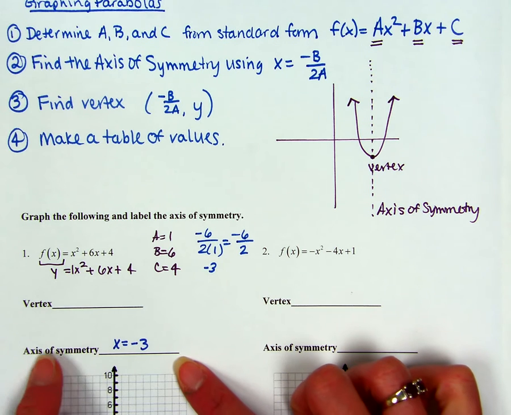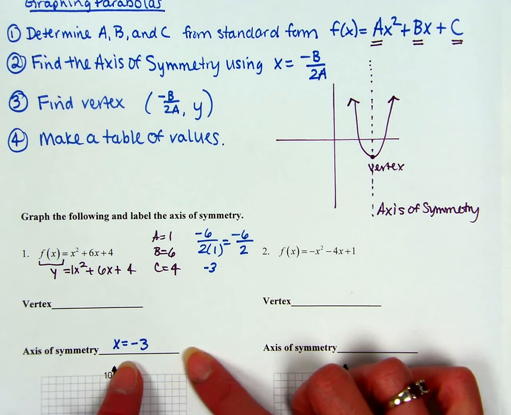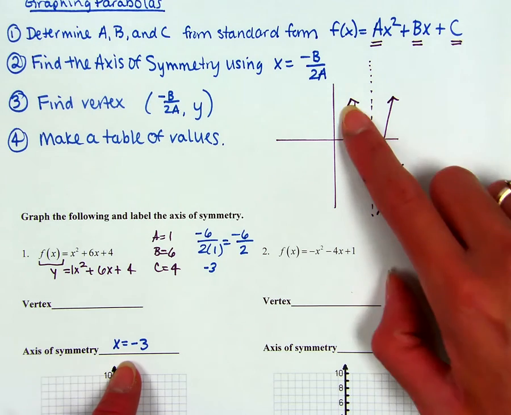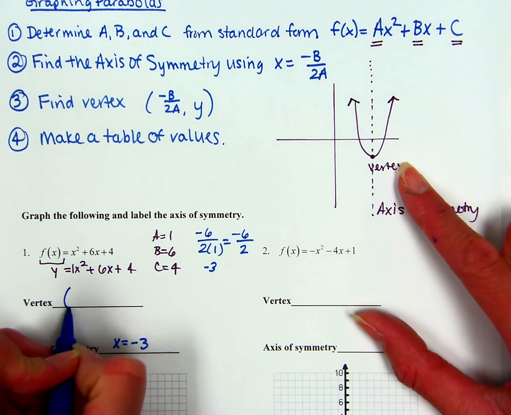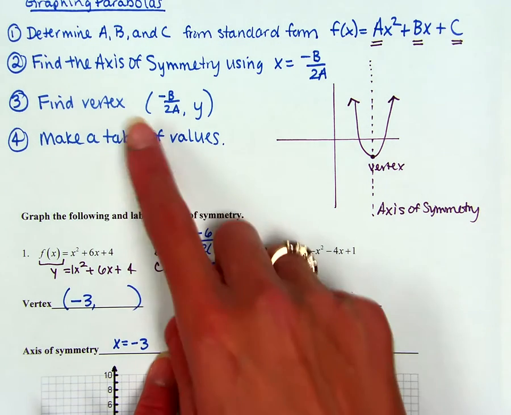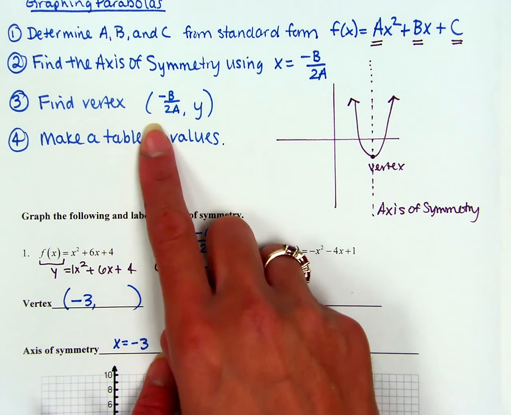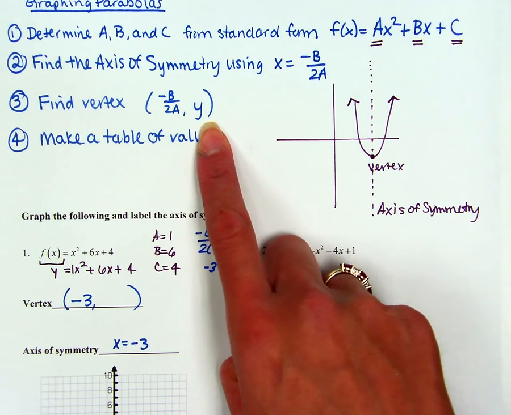Now you do have to find this first, even though this is listed first. The vertex is on the axis of symmetry, and it's also on your parabola. So in order to find my vertex, I know that my x-coordinate is going to be whatever this number is. Right? So to find my vertex, the x-coordinate is the number that you got by doing negative b over 2a, and then we just need to find what y is.